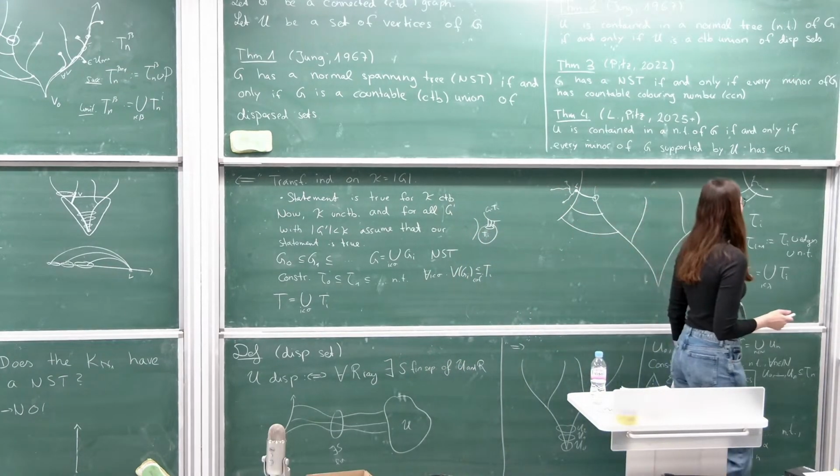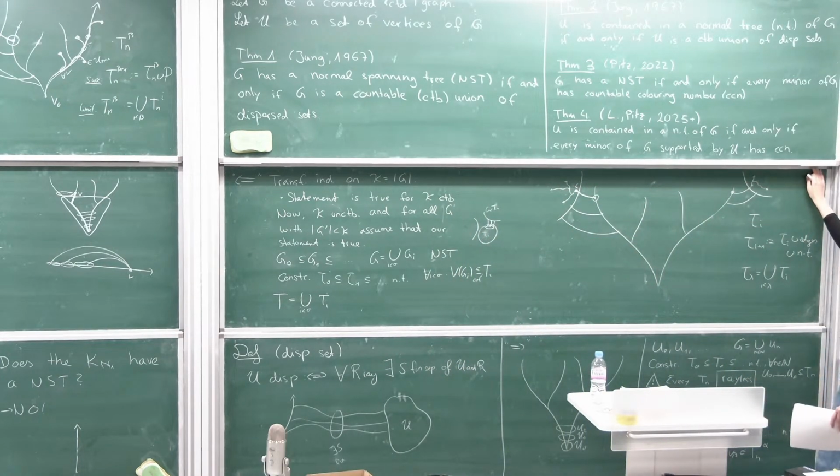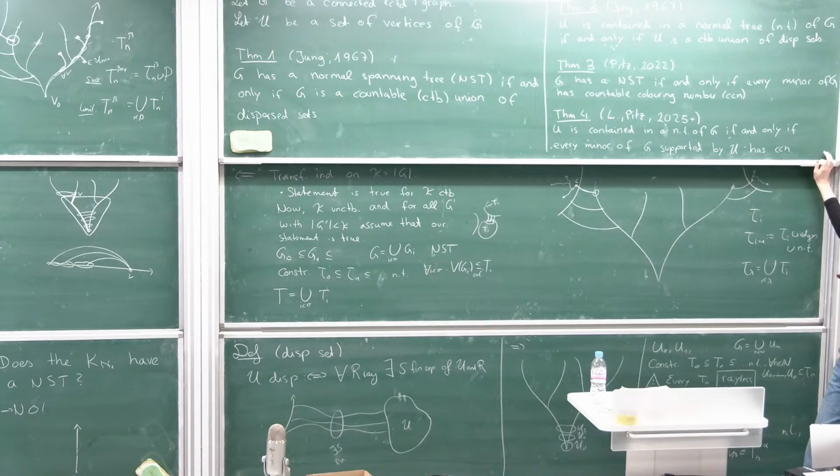And yeah, then this gives me the construction which works. And yes, so then we have constructed our normal spanning tree. Last but not least, there's also a local version of it, which I have written here. So U is contained in a normal tree of G if and only if every minor of G supported by U has countable coloring number. Yes?